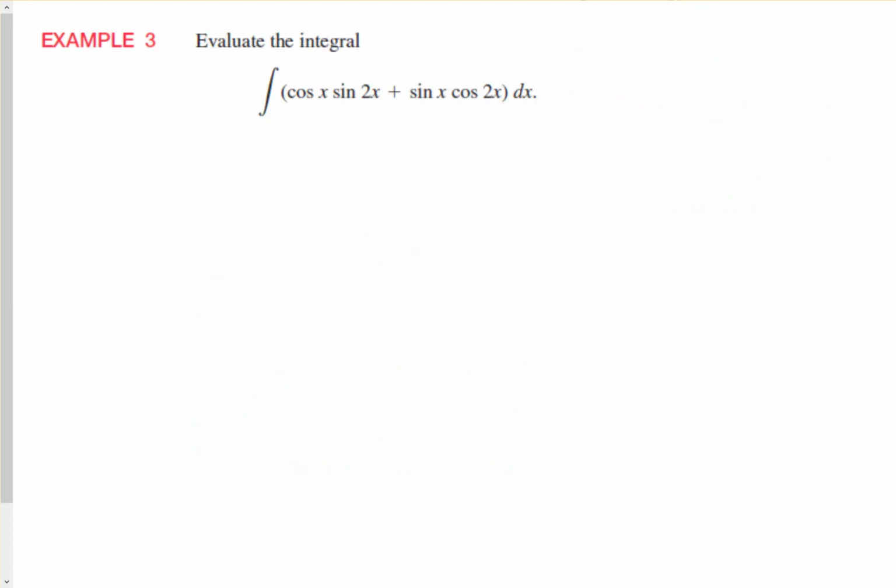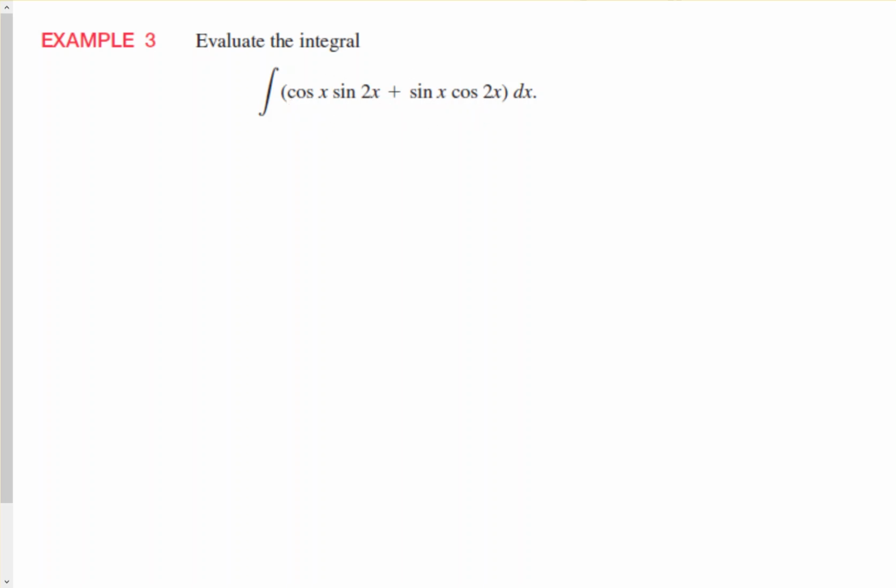Okay, let's take a look at our next one. Evaluate the integral. Okay, so with this one, this might bring you back to your pre-calc days when you were learning about trig identities. We had a sine addition formula. So if you have the sine of two angles that you're adding together, you saw a formula that goes something like this, right?